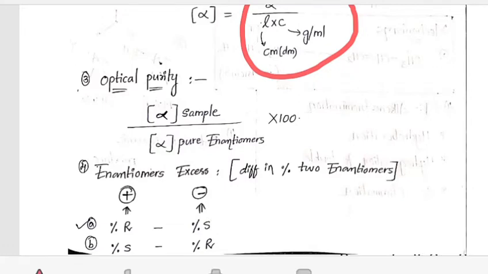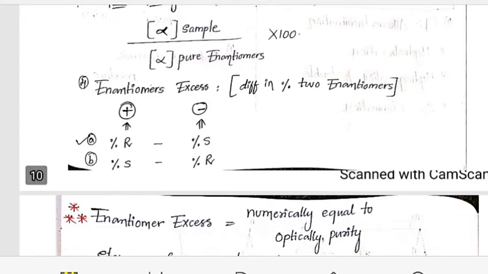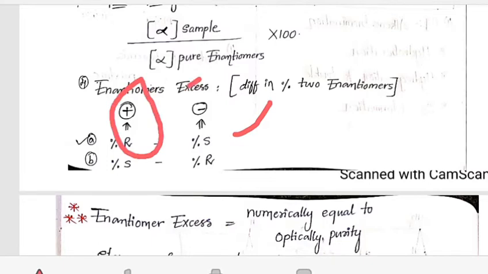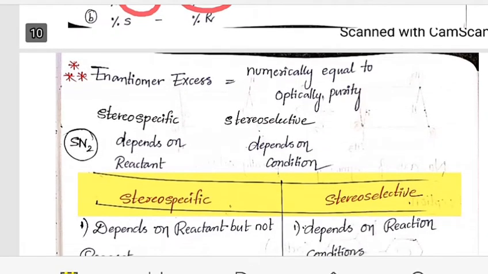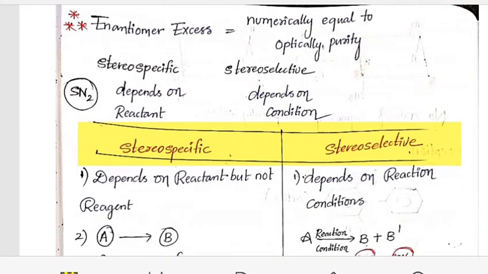And the enantiomeric excess: the difference in the percentage of the two enantiomers gives the enantiomeric excess. Generally we represent it as percentage of R minus percentage of S. Why? Because R is represented with the positive sign and S with the negative sign. That's why this formula is correct. Sometimes they will ask for the formula in the GPAT exam. Enantiomeric excess is numerically equal to the optical purity.